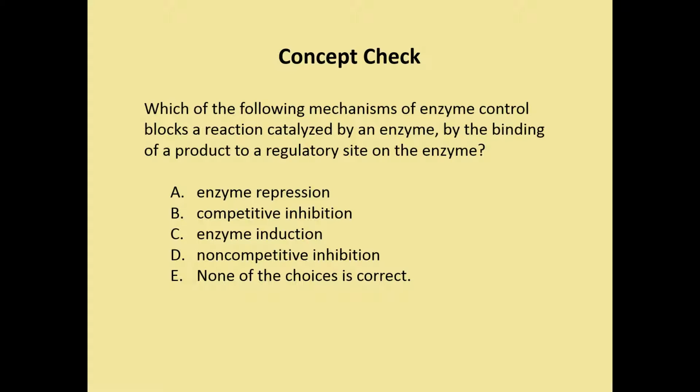Which of the following mechanisms of enzyme control blocks a reaction catalyzed by an enzyme by binding of a product to a regulatory site on the enzyme? You have enzyme repression, competitive inhibition, enzyme induction, and non-competitive inhibition.